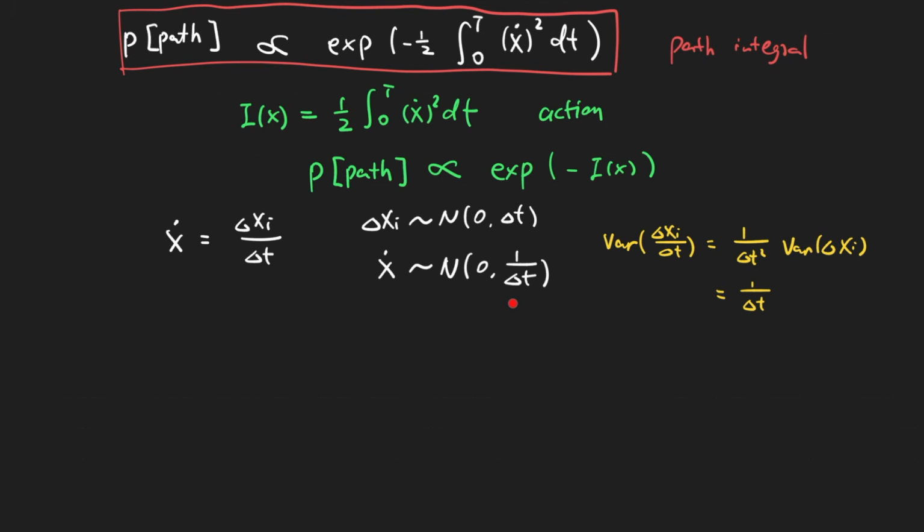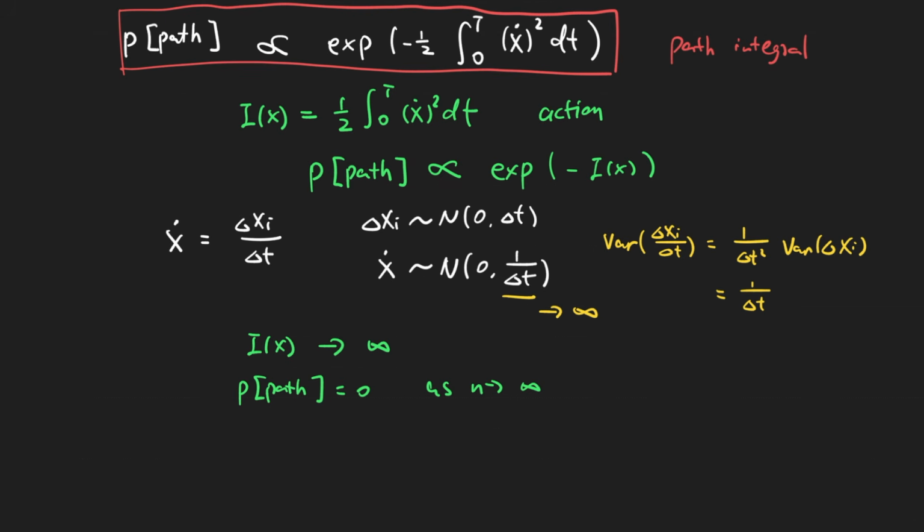So now we see the issue here. When delta t is very small, this variance blows up to infinity. This is problematic because for a properly defined derivative, it needs to converge to a finite number. But this is not the case for the Brownian motion. And because this x dot goes to infinity, it means that the action also goes to infinity. So this just means the probability of the path equals 0 as n goes to infinity.